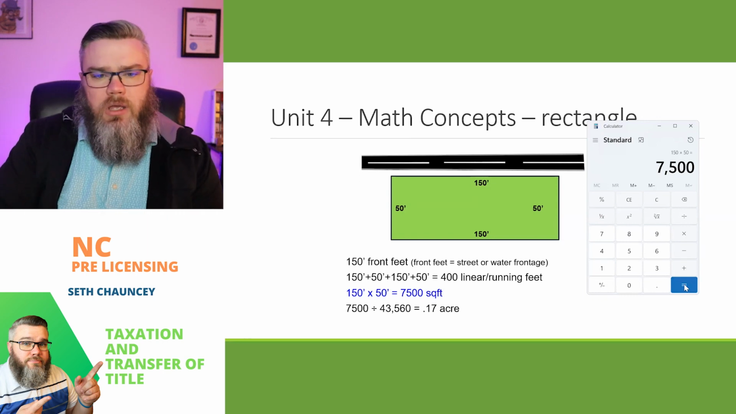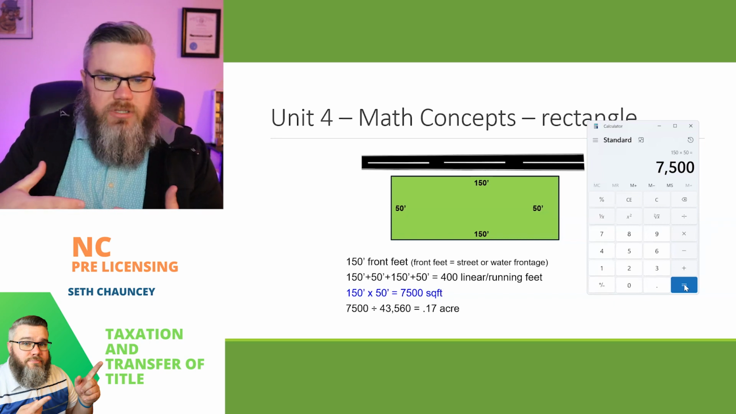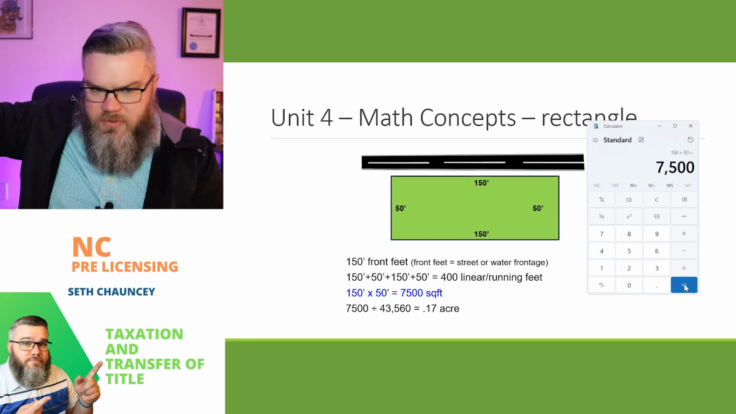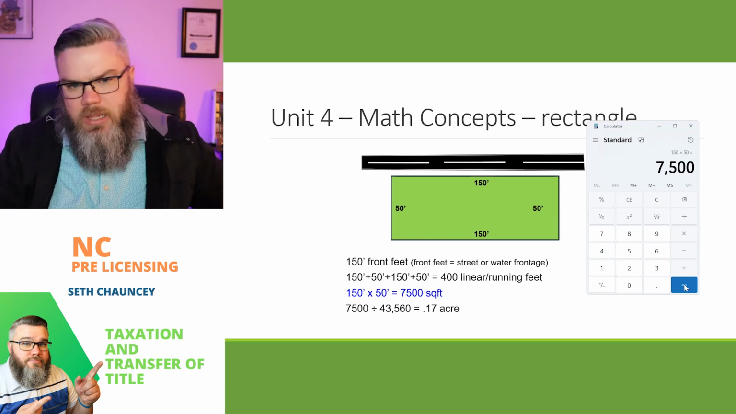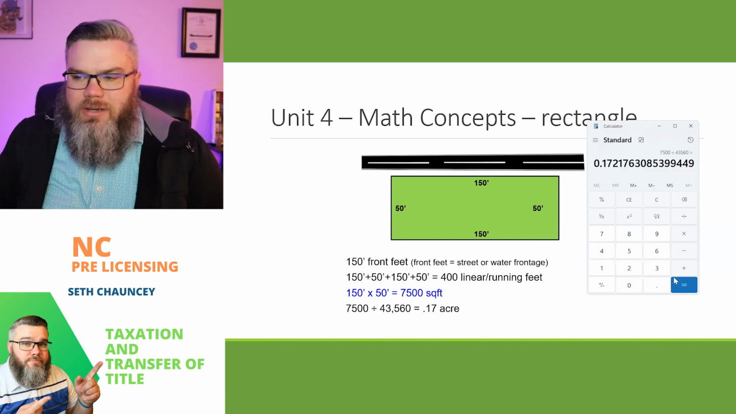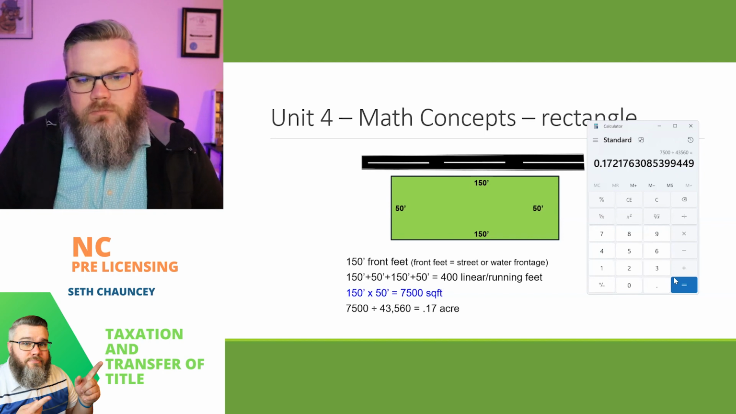Square feet. Now, you know this magic number, 43,560. So if I said convert this to acres, you have to see how many times 43,560 goes into this. So divide by 43,560. It's only 0.17 acres.